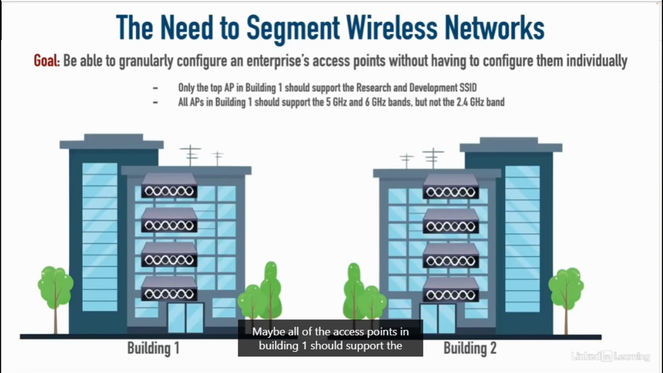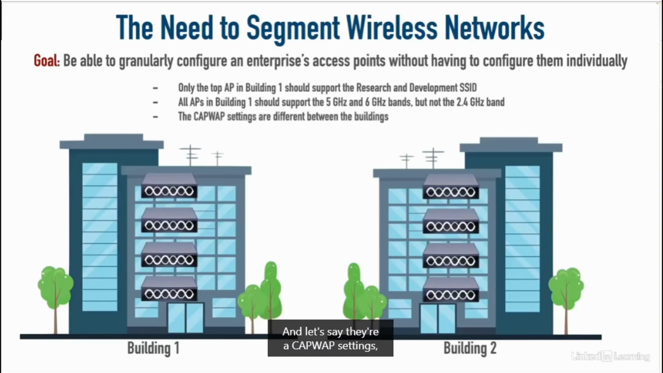Maybe all of the access points in building 1 should support the 5 and 6 gigahertz bands, but not the 2.4 gig band, while all 3 bands should be supported in building 2. And let's say that our CAPWAP settings, like different timers, are different between the different buildings. And in this video, we want to consider a strategy for accomplishing a goal like this.